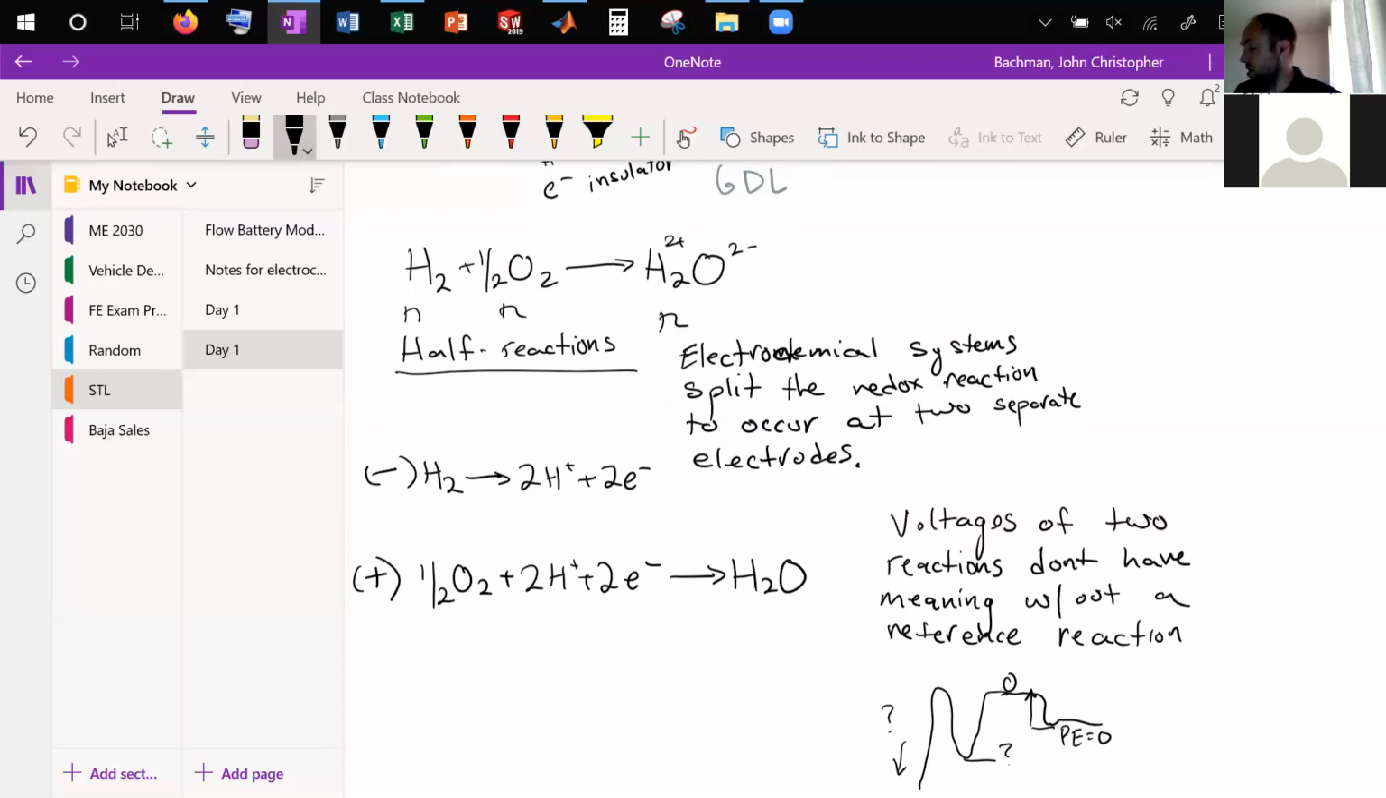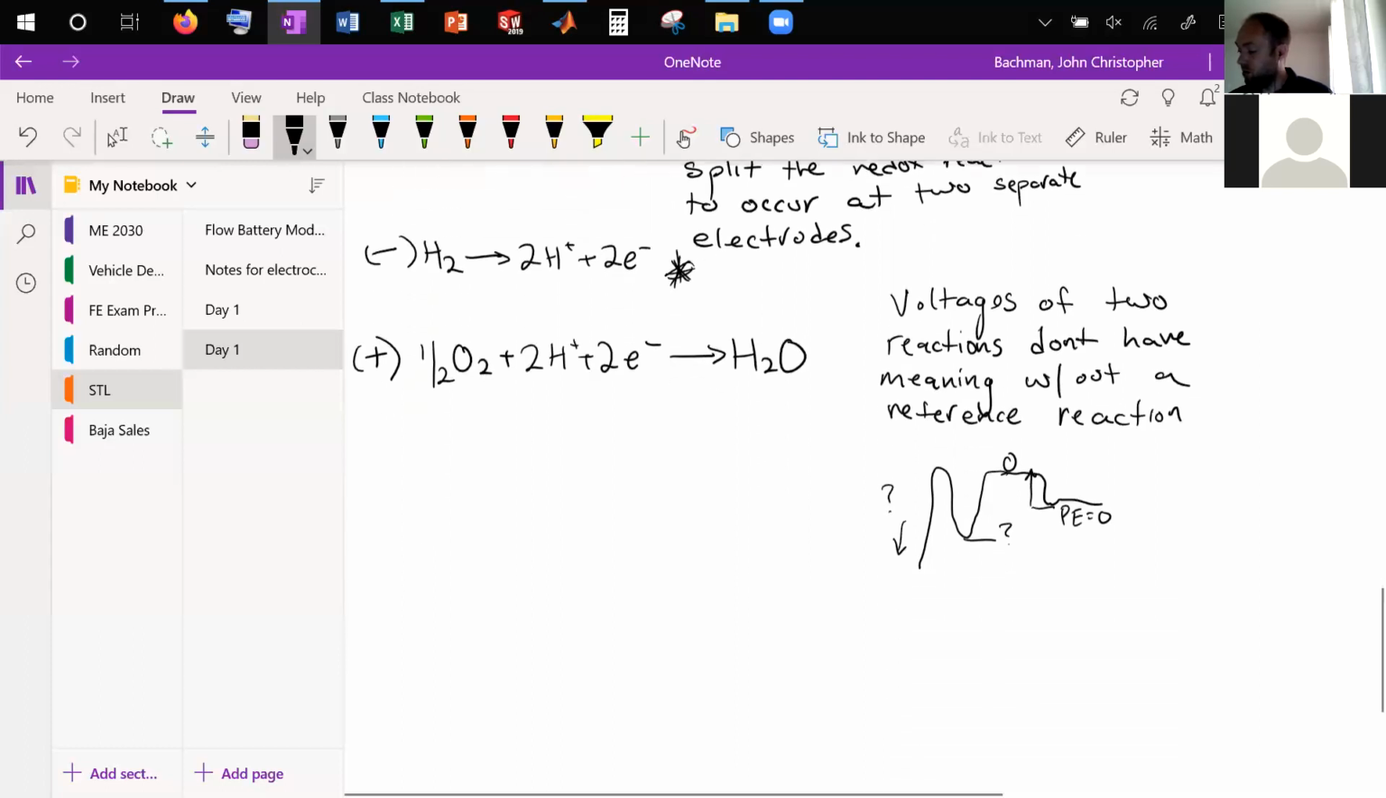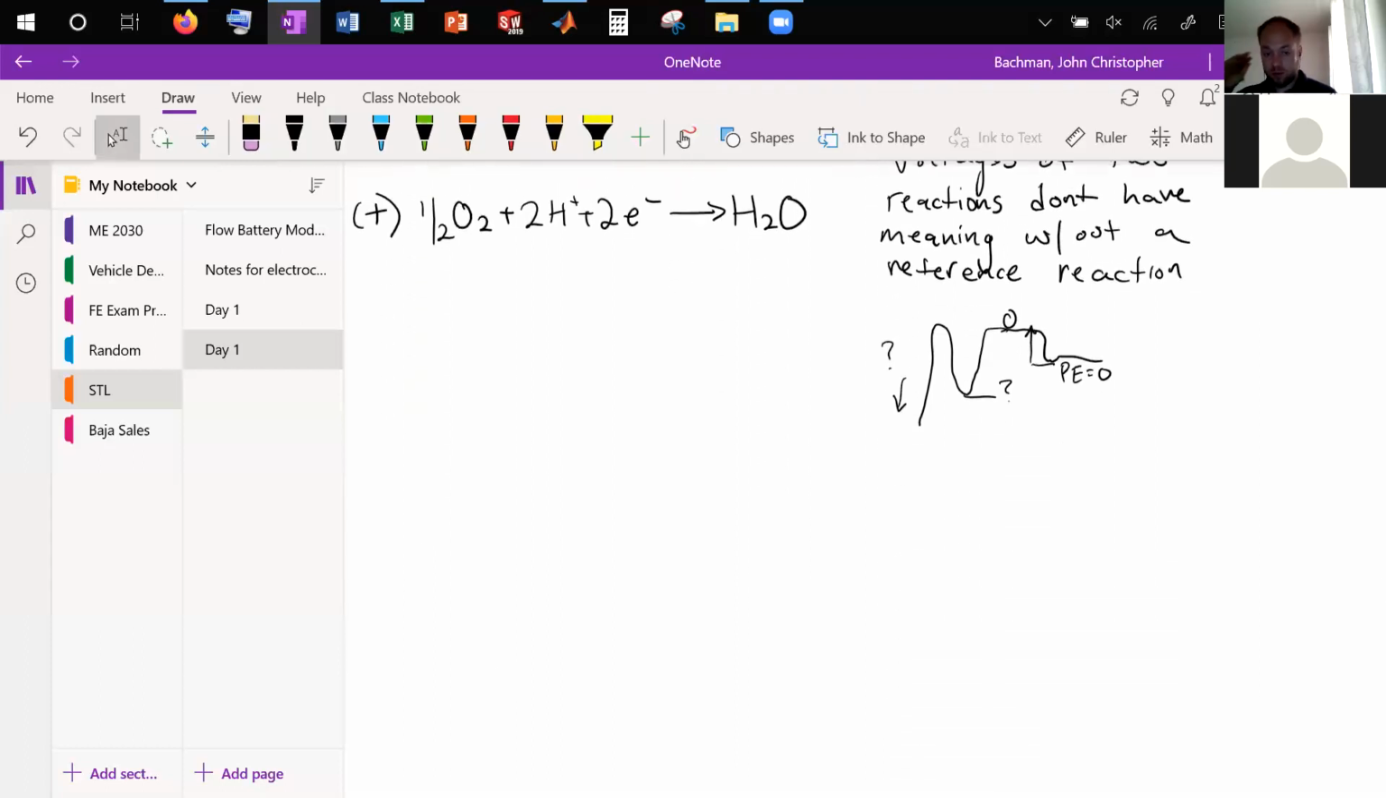So similar voltages are like that. If you talk about the voltage of this half reaction, it doesn't really mean anything unless it's referenced to another half reaction. Luckily, this reaction here is the most common reaction we reference the other half reactions to. So we'll kind of see how that comes into play.